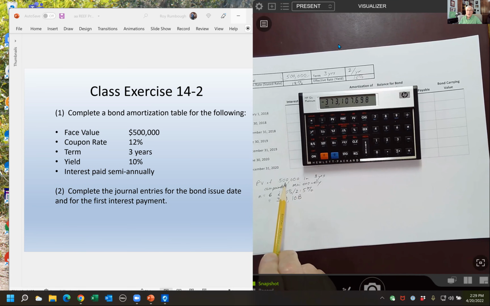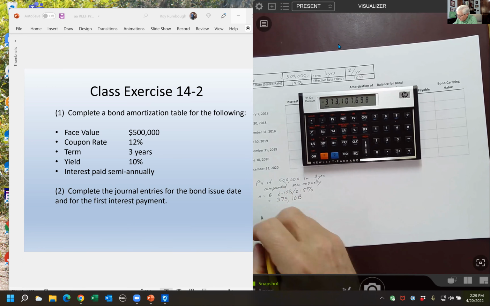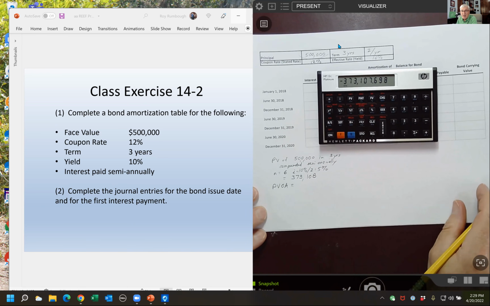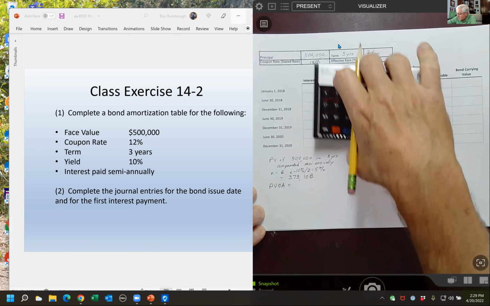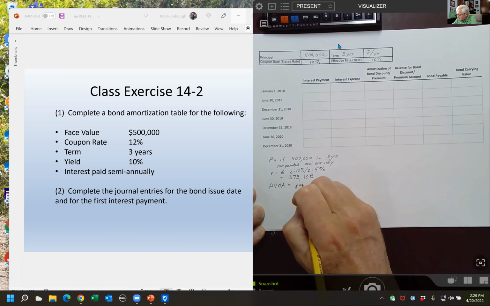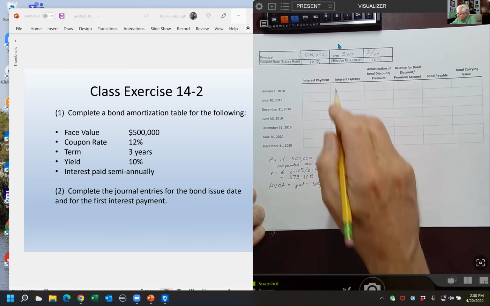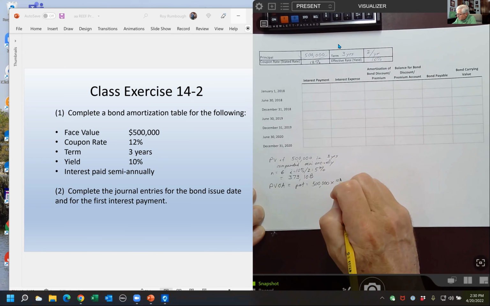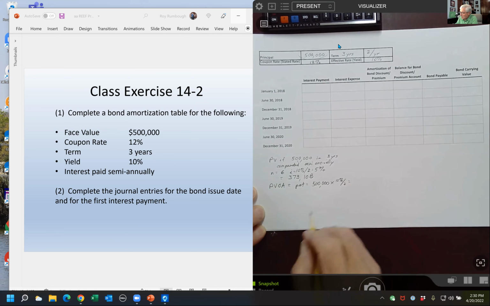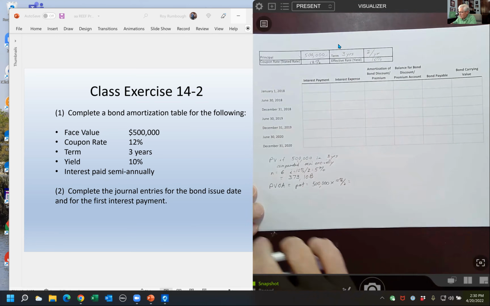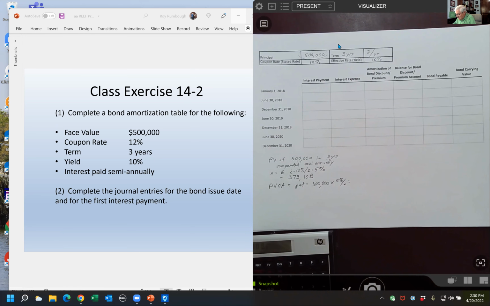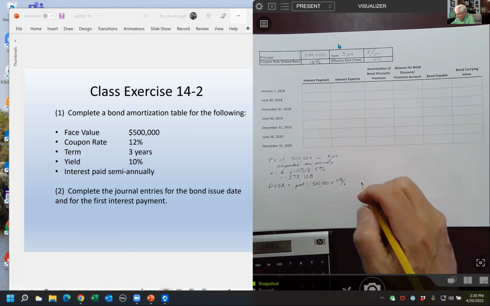So now that's one cash outflow stream for the company, 500,000 in 3 years. They also have an annuity stream they've got to pay, and it's an ordinary annuity because it's at the end of the period. And so that's going to be payments equal to 500,000 times the coupon rate of 12% divided by 2, or 6%. I think I can almost do that right off the bat here. 500. I'll make sure I don't screw up here. 30,000.